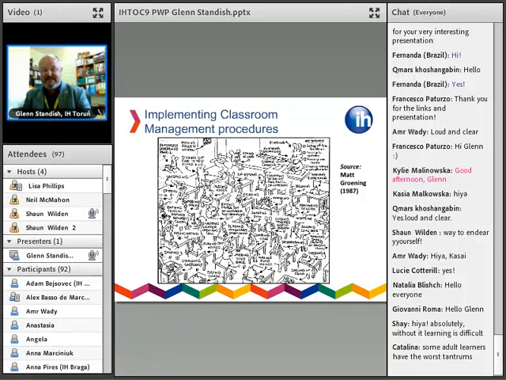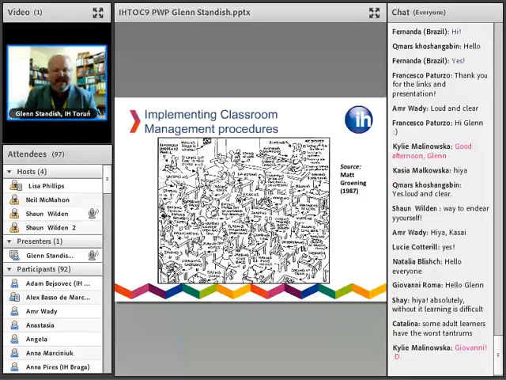Adult learners have worse tantrums. Yes, Catalina, they can, because they have a very fixed approach to what they want to learn, and if they're not getting what they want, they can have a tantrum, I suppose. So yeah, look at this picture. Can you relate to any?